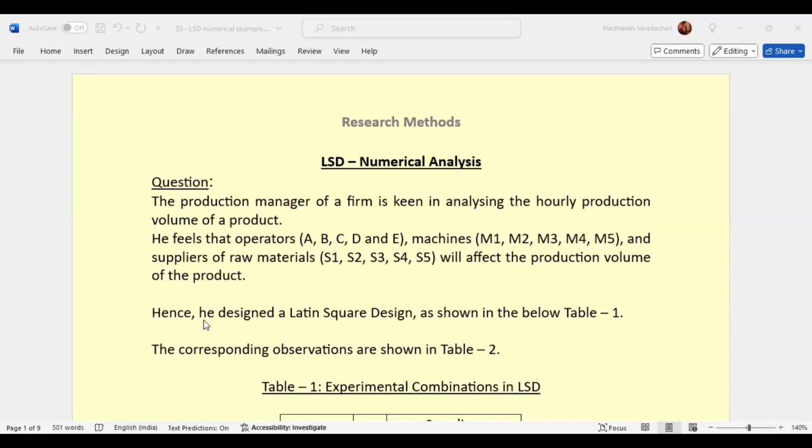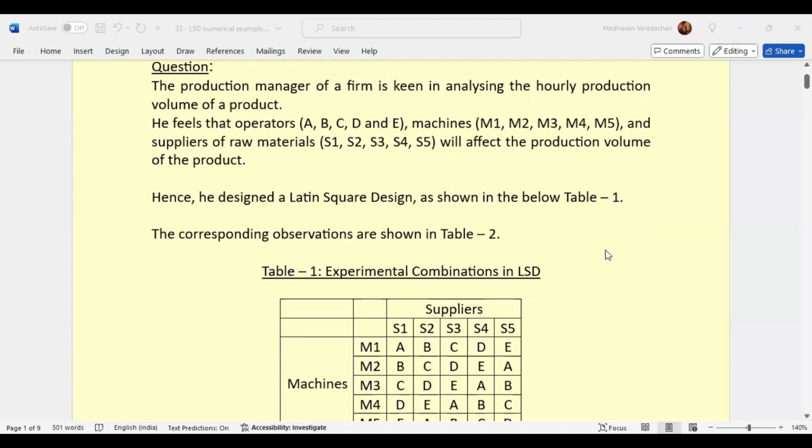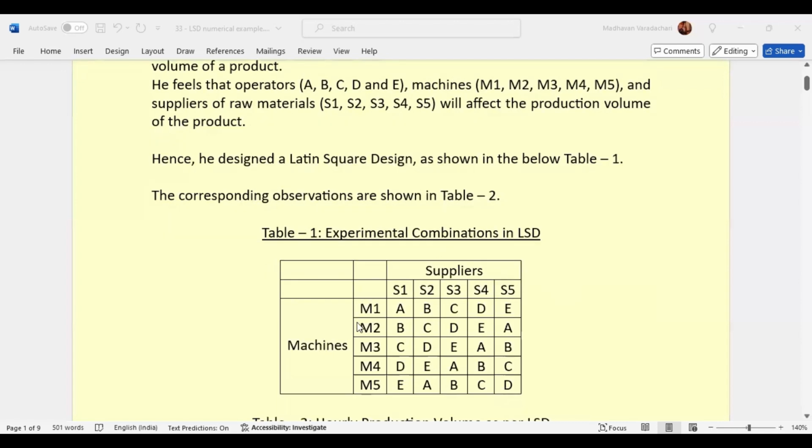Hence, he designed a Latin square design as shown in the table below, which is table 1. And then the corresponding observations, whatever he collected about the production volume, are shown in table 2. First, table 1, experimental combinations in Latin square design. We have here rows machines, columns suppliers, and inside we have the operators arranged like A, B, C, D, E. Then it starts with B, C, D, E, A. Then it starts with C. Likewise, the design is made.